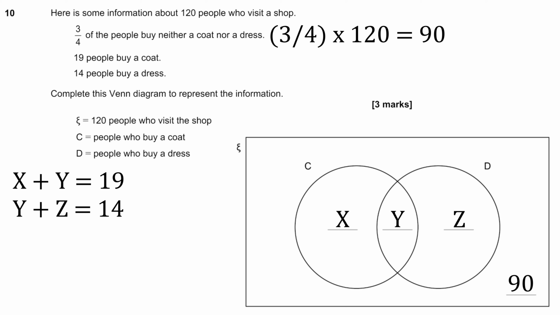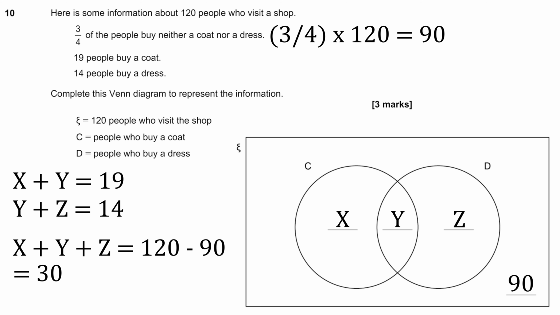So we have this pair of equations here, and we have 3 unknowns, okay? The other bit of information I use is that X plus Y plus Z is going to be equal to 120 minus 90, so going to be equal to 30. That's our remainder, because we know we're going to be working with 30 people overall. So from there, I took that third equation and I subbed in the first equation. So X plus Y is 19, so if we sub that in, that's going to give us 19 plus Z is equal to 30, okay?